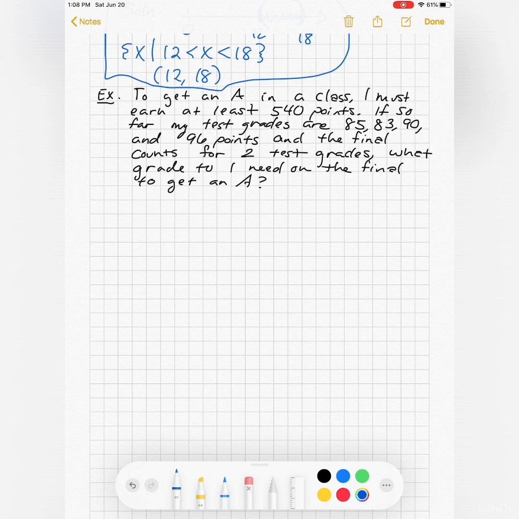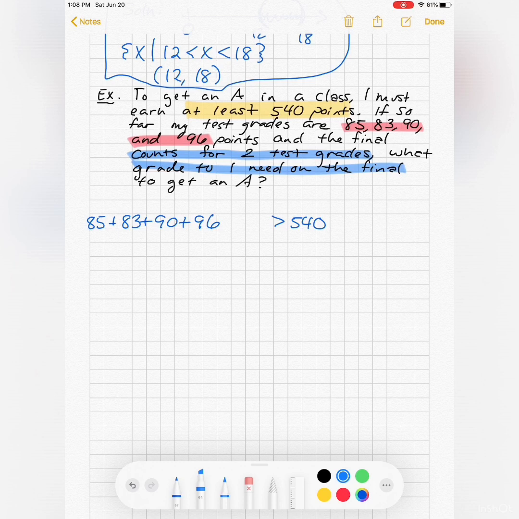To get an A in a class, I must earn at least 540 points. So what does that mean? So I must earn at least or greater than 540 points. So far, my test grades are 85, 83, 90, and 96. And the final counts for 2 test grades. What grade do I need on the final to get an A?